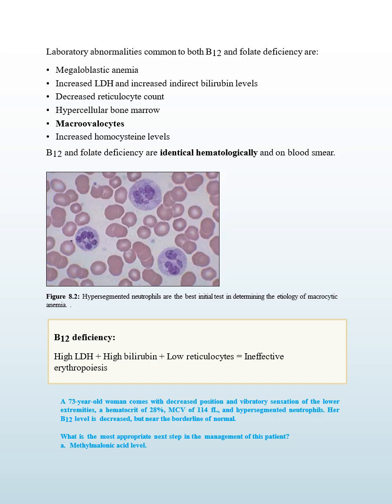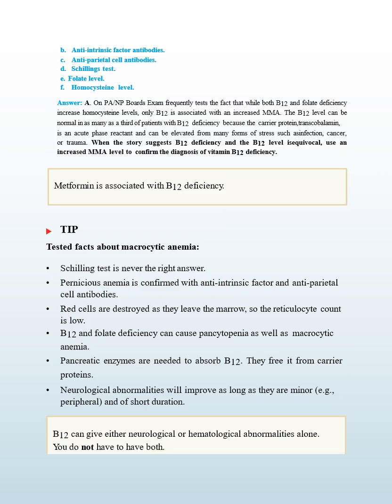A is MMA level. Let's go to the next slide, 16. B, it is anti-intrinsic factor antibodies. C, anti-parietal cell antibodies. D, Schilling test. E, folate level. And F, homocysteine level. The right answer here is A.